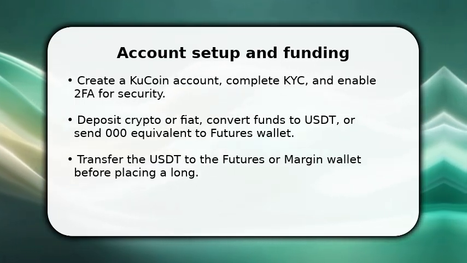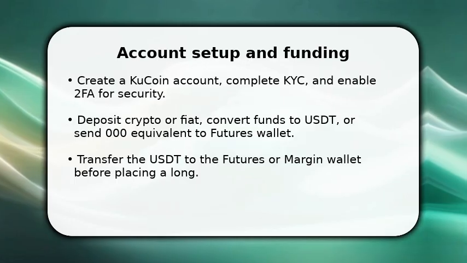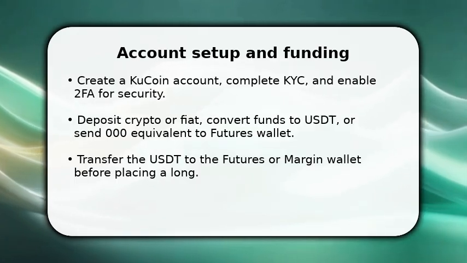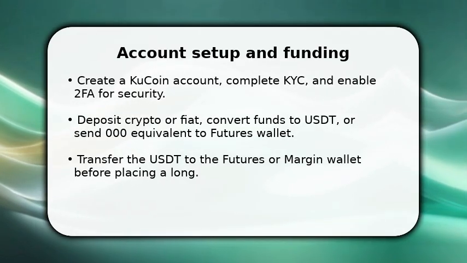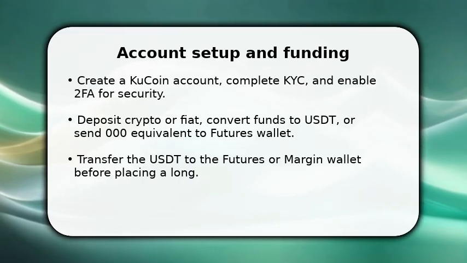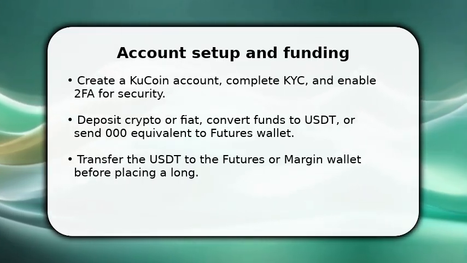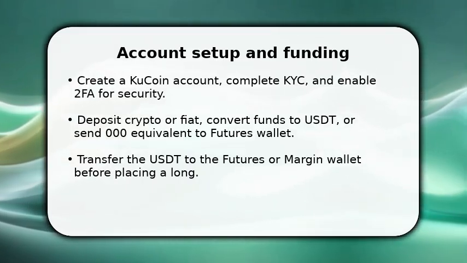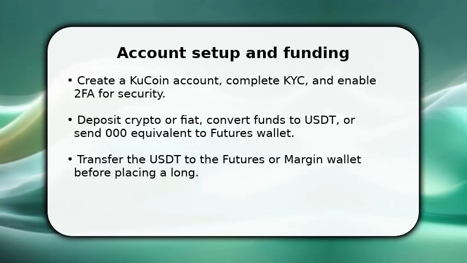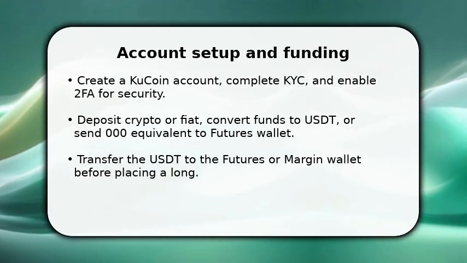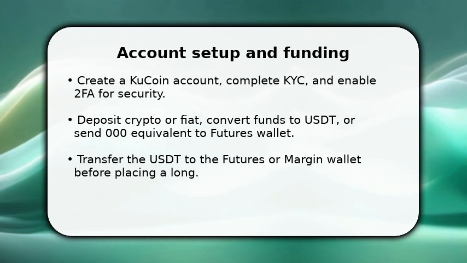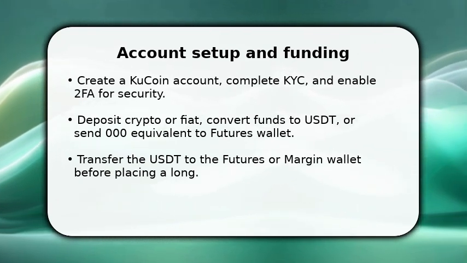Deposit crypto or fiat and convert to USD, or send a USD-equivalent to your KuCoin main wallet to start. Next, transfer that USD to the Futures or Margin Wallet tab so it is available for trading. Confirm the balance reflects the transfer and check network fees. Gas or chain fees vary by token. Now you are ready to choose a market and set leverage.